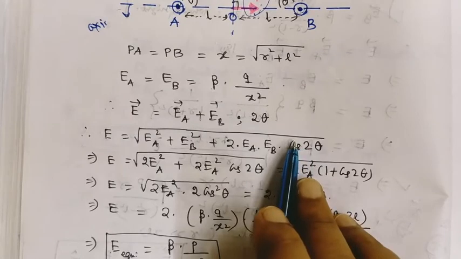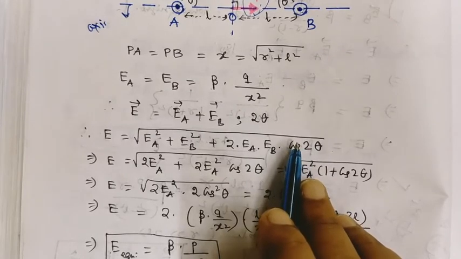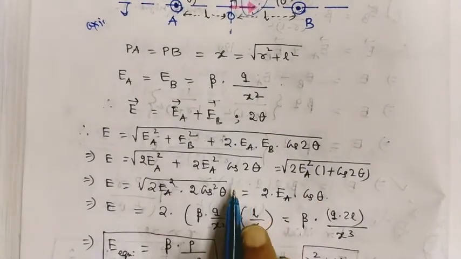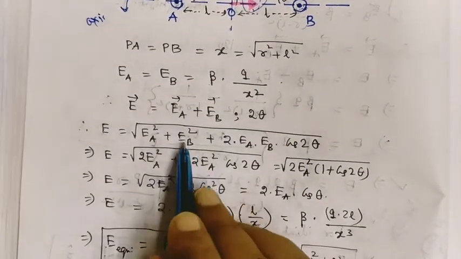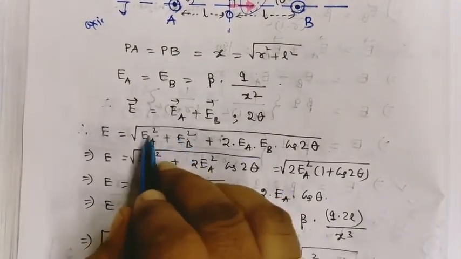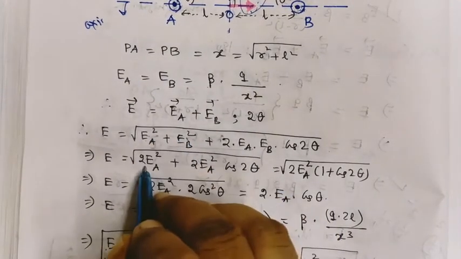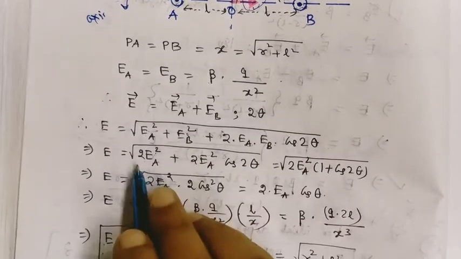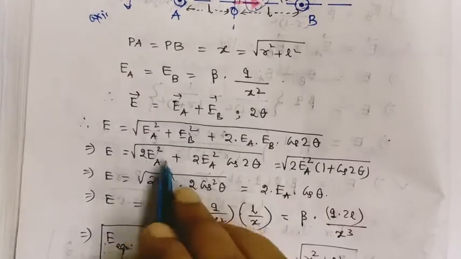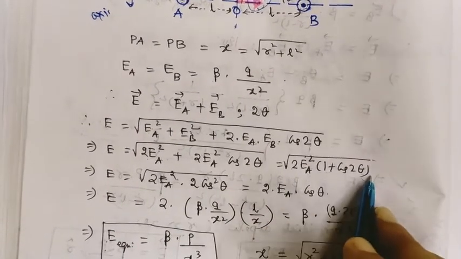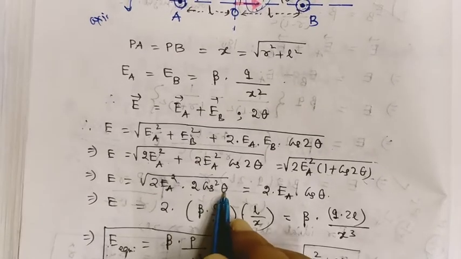This formula you have to read in class 11 vector addition. Now you see EA and EB are the same magnitude. That's why instead of EB I have written EA. So this one is EB square and EA square. That two mixed, that is 2 EA square, EA into EB, that is EA square. We have taken 2A square common. That is 1 plus cos 2 theta. By using the trigonometric formula, 1 plus cos 2 theta is replaced by 2 cos square theta.